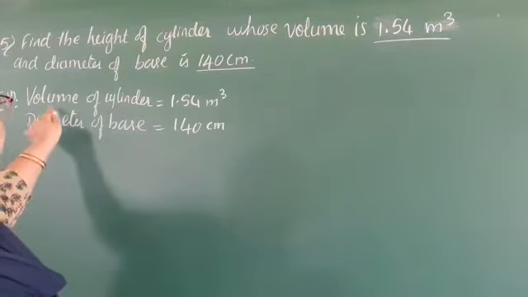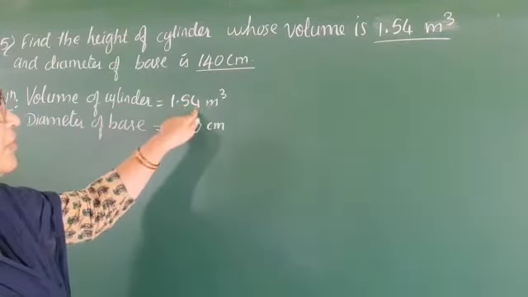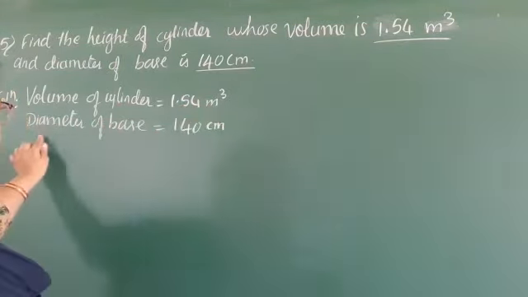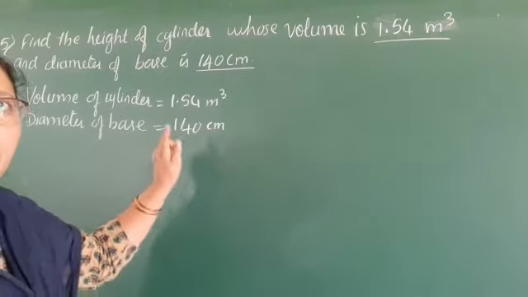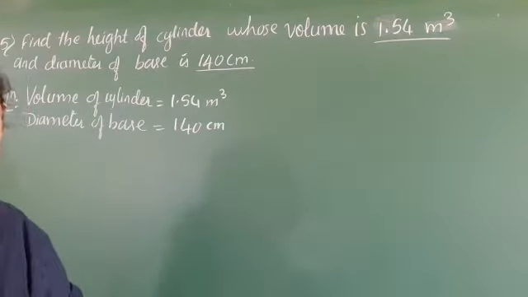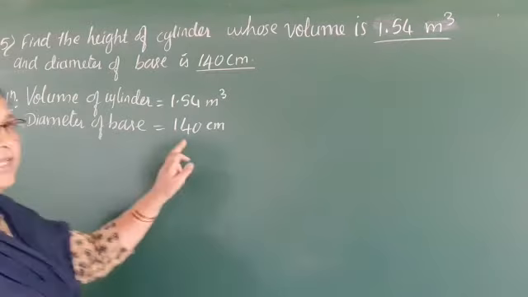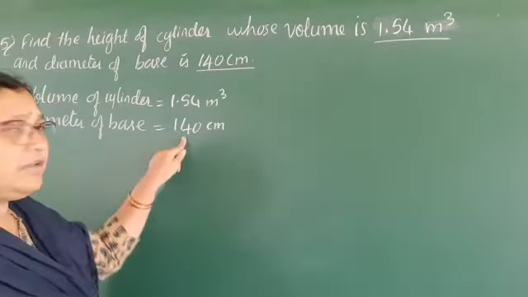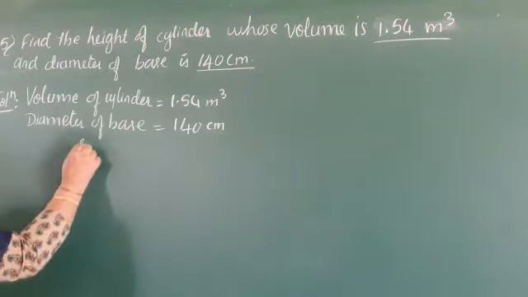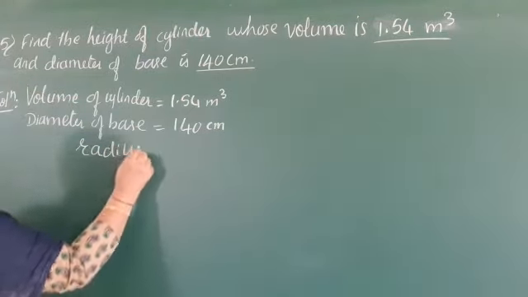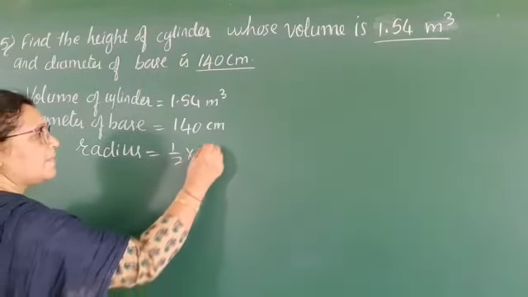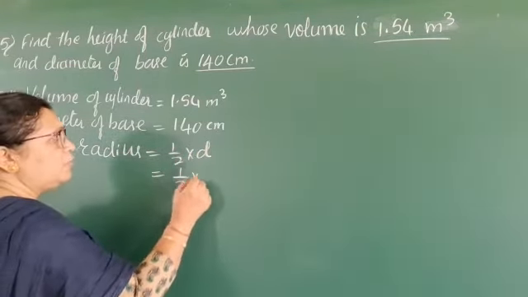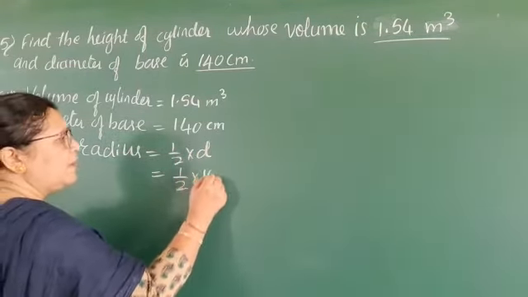So let us mention what is given. Volume of cylinder is 1.54 cubic meters and the diameter is equal to 140 centimeters. So here we have to find the area of the base, nothing but area of the circle. So first to find the area of the circle, we need the radius. So using the diameter, we shall find the radius. Radius is half of diameter. So here 1/2 into 140, that is 70 centimeters.